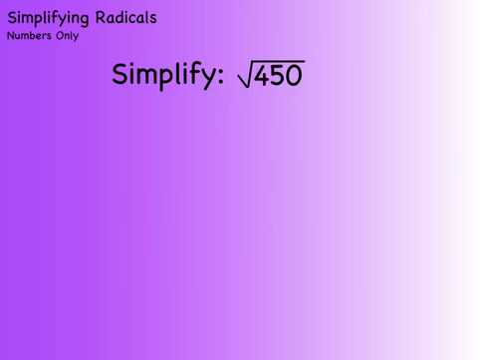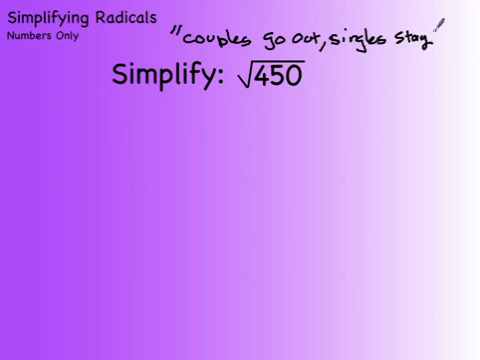Ooh, a little big a number there. All right, so there's a common phrase used when you're simplifying square roots. It's couples go out and singles stay home. And the idea is if you're a couple, you're going to go outside of the square root. If you're single, you don't go out because you don't have anybody to go out with. You don't have friends. It's sad.